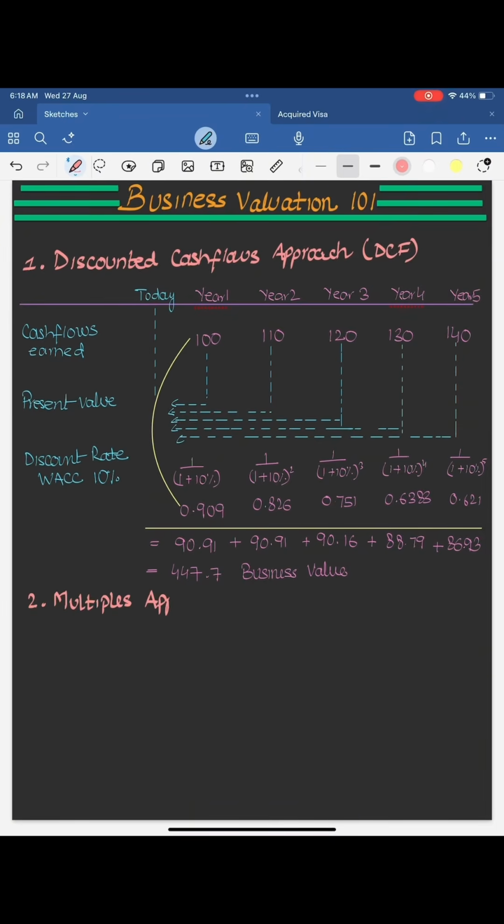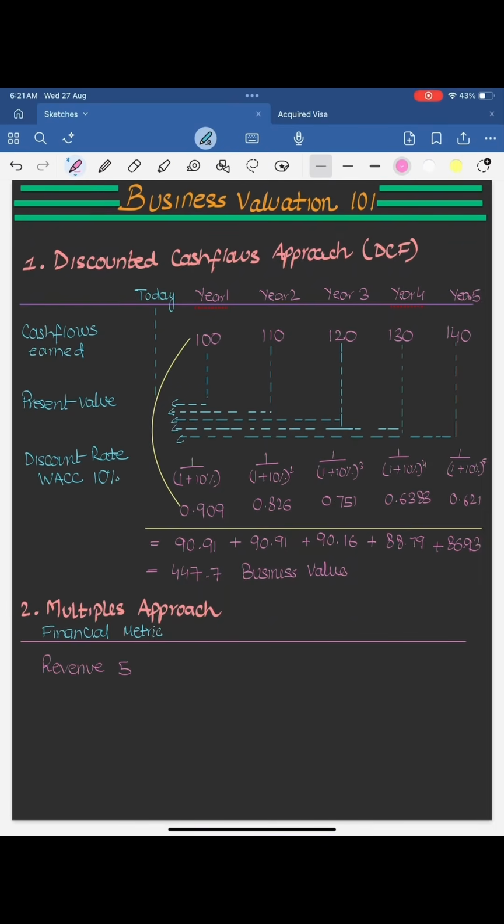The next is multiples approach. In this approach, what you do is that you select certain financial metrics like revenue, 500, for example. EBITDA of the company is, let's suppose, 50. Net profit of the company, let's suppose, is 10. Then what you do is that you go to comparable companies, similar companies, and you find what their multiples are. And then you arrive at a valuation.